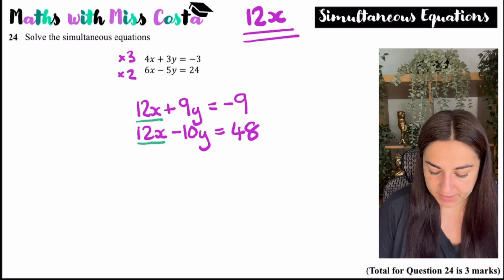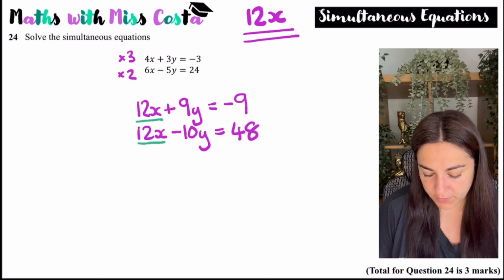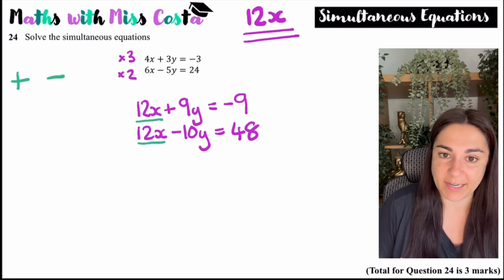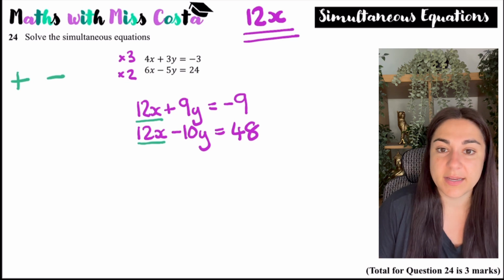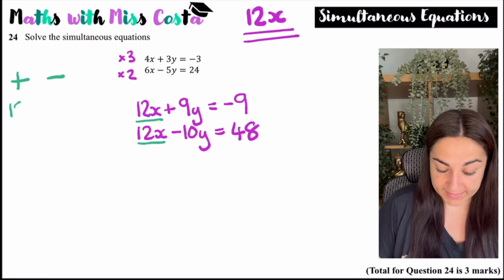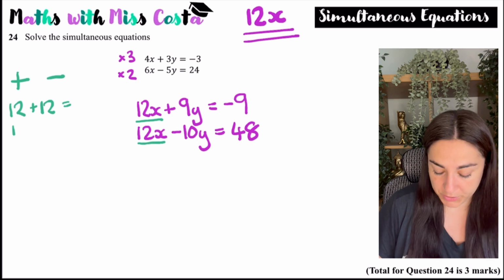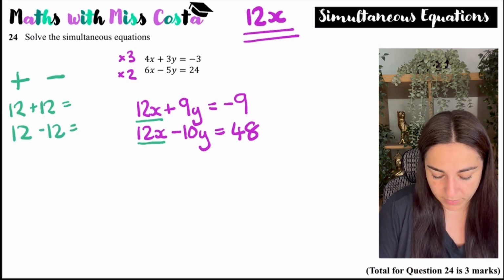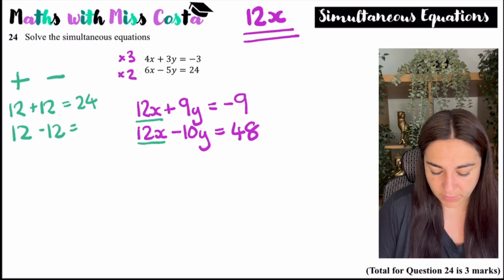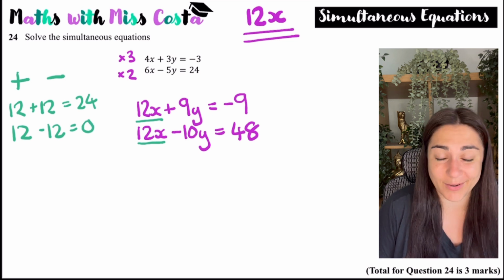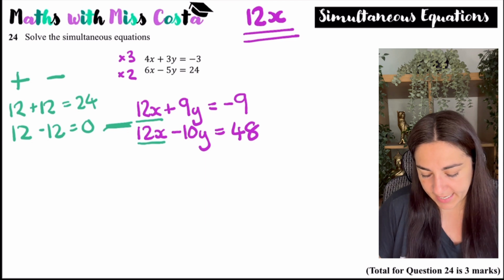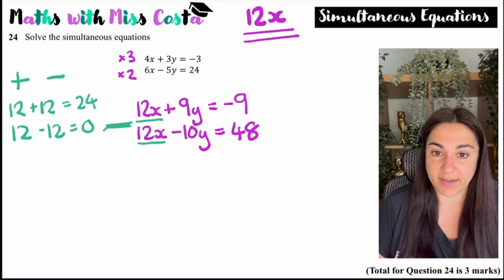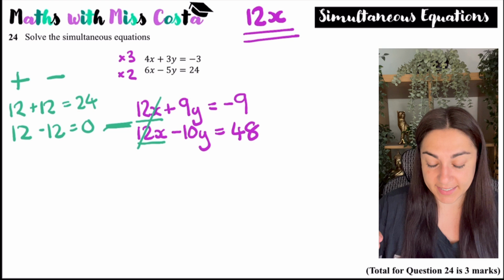So the next thing I'm going to do is, now I've got my x variables the same, what I need to decide is whether I want to add them or subtract them in order to eliminate them. Basically I can try both if I'm confused. So I can say, okay, 12 plus 12 equals, and 12 minus 12 equals. 12 plus 12 gives me 24, so if I added them, I would not eliminate them. 12 minus 12 gives me 0. So that tells me I'm going to put this big negative sign here, and I'm going to subtract the equations.